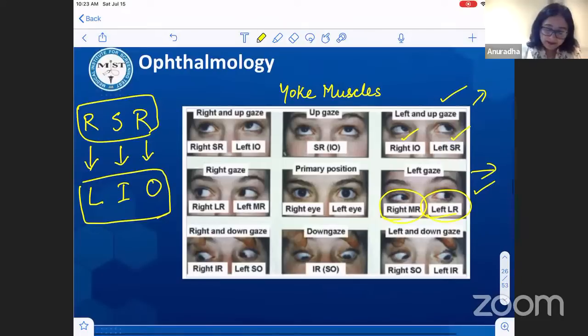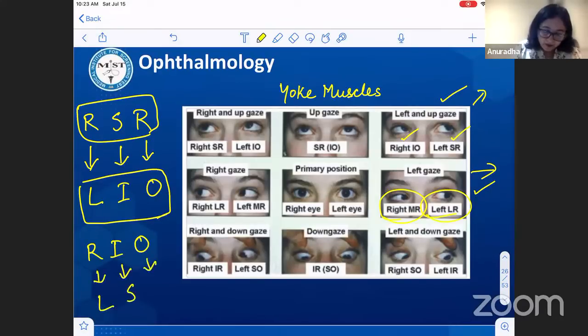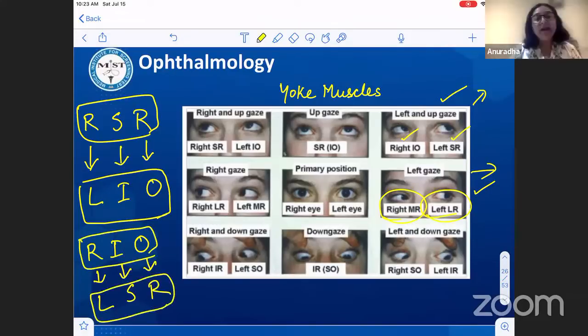Similarly, if you want to find the yoke muscle for the right inferior oblique, make right to left, inferior to superior, oblique to rectus. So the right inferior oblique and the left superior rectus are yoke muscles. So this is for the exam.